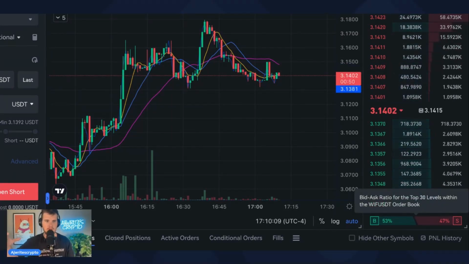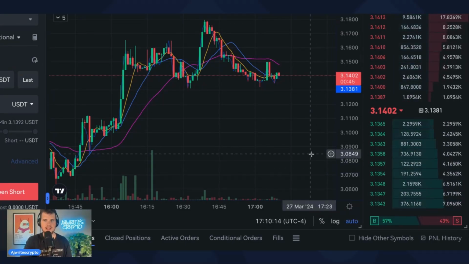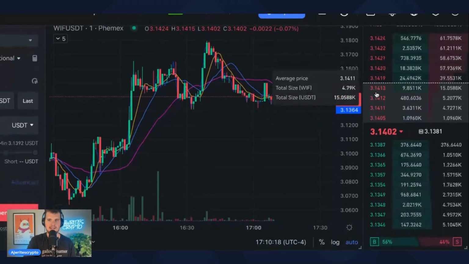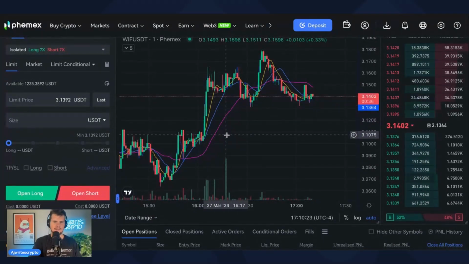What percentage of people are short? What percentage of the people are long? I don't really get carried away staring at that because it changes so fast. I mean, crypto moves so fast. It's always hard to judge what is everybody doing at this second? And that can mislead you.